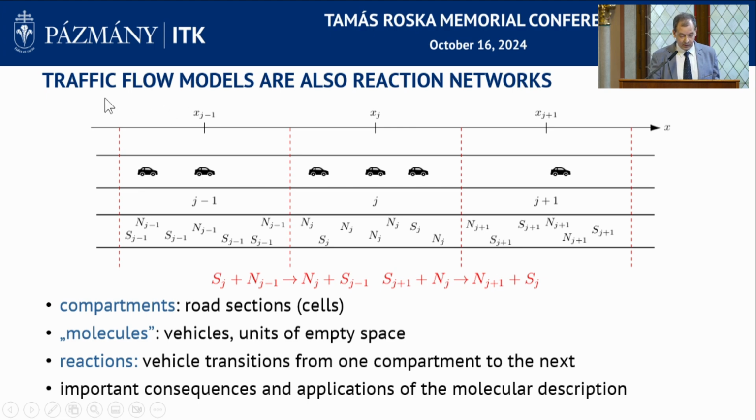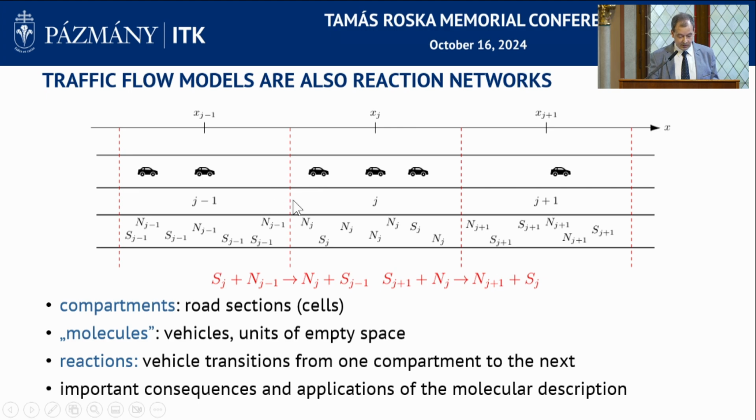And in one sentence, we can say that traffic flow models are also reaction networks. What is the principle behind them? Let us divide a road into sections called cells or compartments. Usually these sections are a few hundred meters long. And what is the reaction in such a model? The reaction is the transmission of one vehicle from one cell to the next cell. So this is the discrete event.